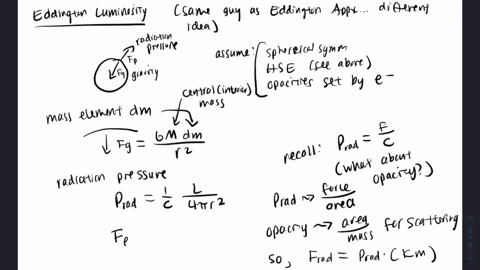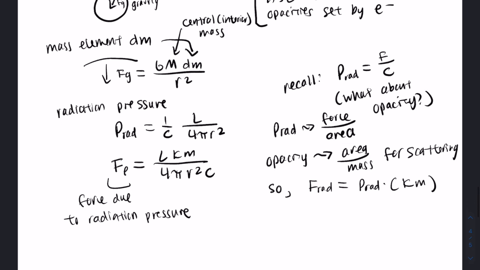So then we can write the force due to radiation pressure here by substituting in the two terms for the opacity. So it's going to be luminosity times the opacity times the mass of a scattering species over 4 pi r squared times the speed of light.